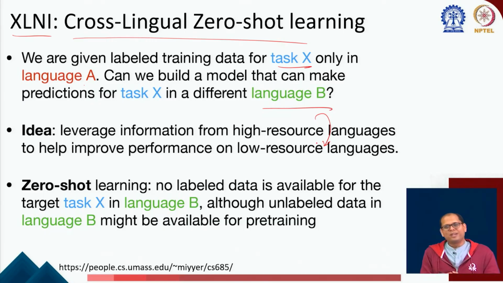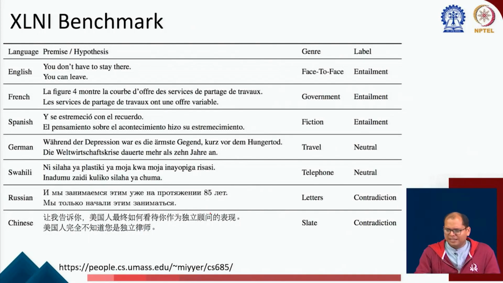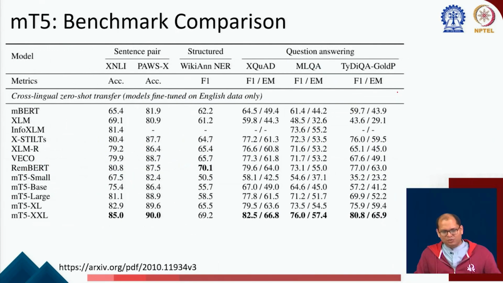So you may have no labeled data for the same task in language B, but you may have unlabeled data for language B that you can use in pre-training, that you already made use of, right? So like here, this is the English entailment task. You have the premise and hypothesis. You have to predict the label, right? The same thing you have in French, Spanish, German, and other languages, right? So what they do, they say okay, they will see how much you can transfer. So it's a zero-shot transfer. You train it for English and see what the performance is in other languages.